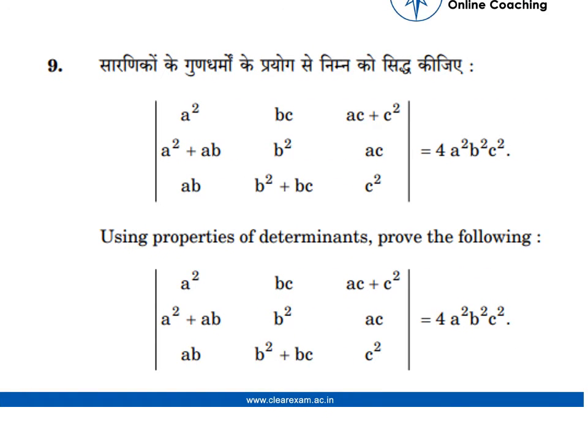Number 9. Using properties of determinants, prove the following. So here we have a given determinant equal to 4a²b²c², which we need to prove.